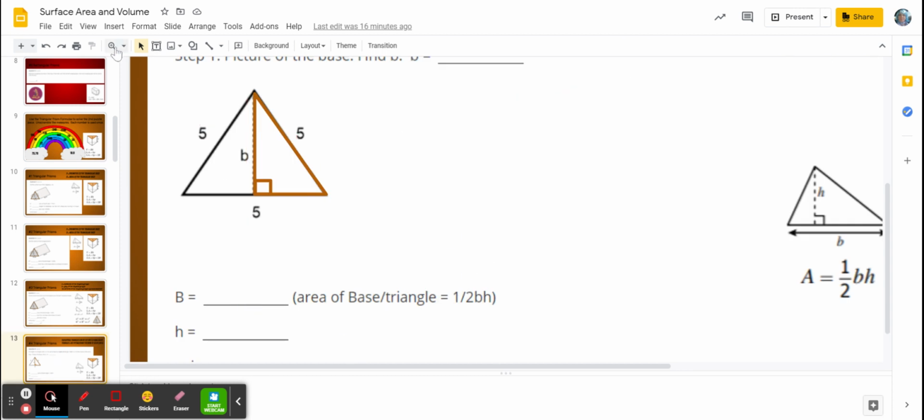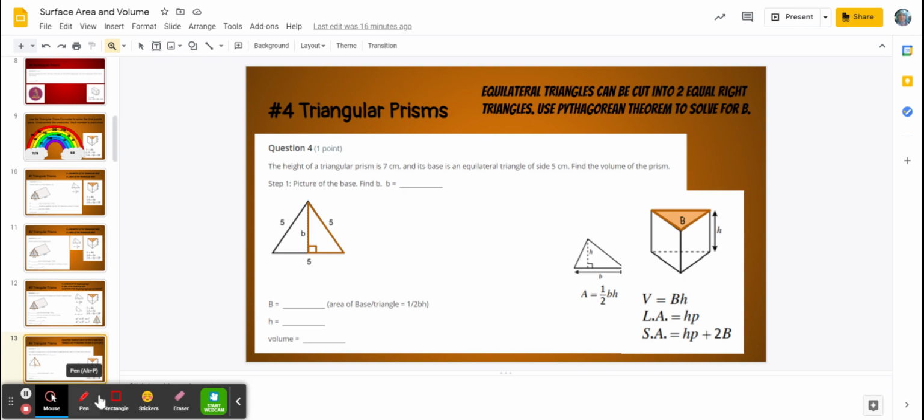So question number 4. The height of the triangular prism is 7, and its base is an equilateral triangle with sides of 5. Find the volume of the prism. In order to find volume, I need the area of the base, so I need to find B. If it's equilateral, this base is 5.